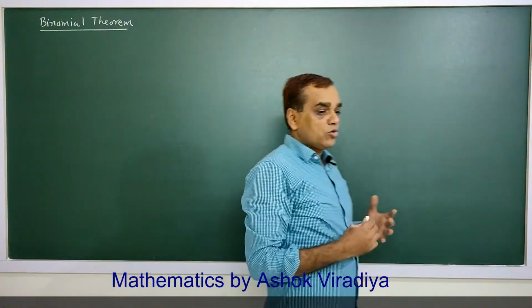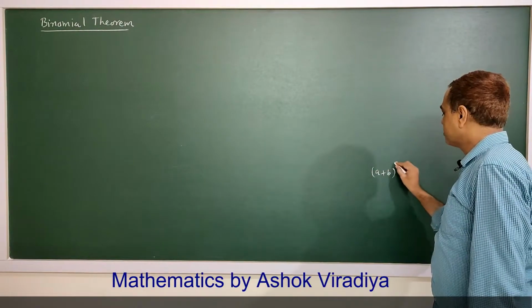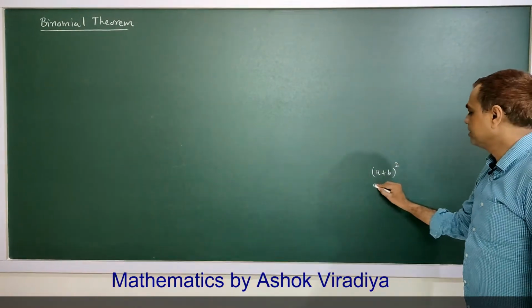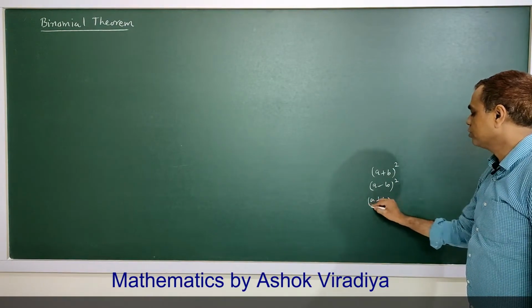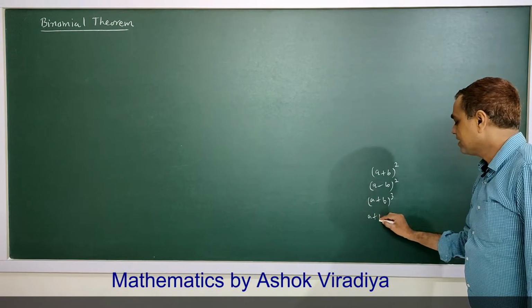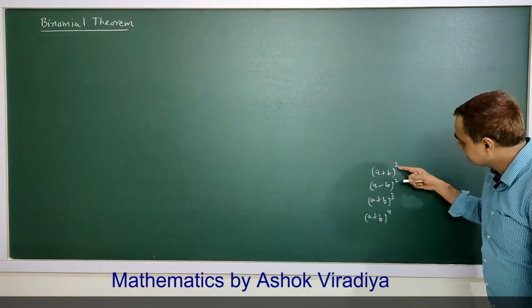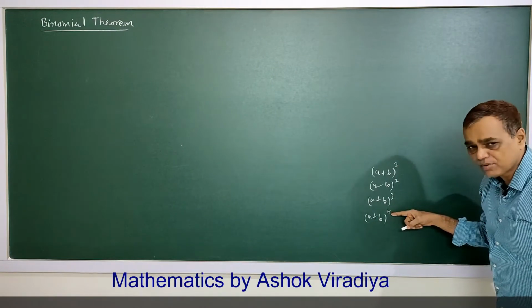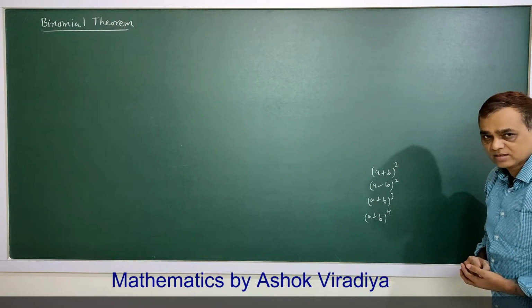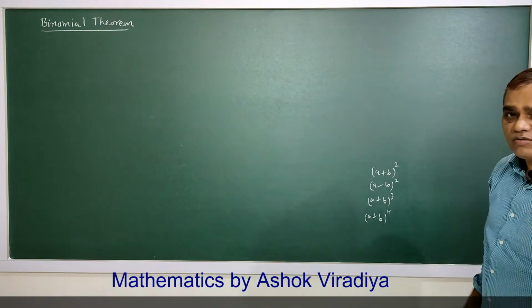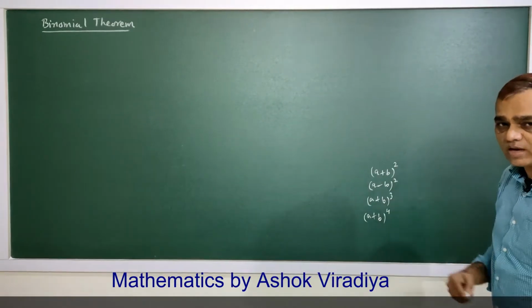Students, you know how to expand (a plus b) whole square, (a minus b) whole square, (a plus b) whole cube. You can also expand (a plus b) whole raised to 4. If these indices are smaller positive integers, then we can expand this, because you know the formula for (a plus b) whole square, (a plus b) whole cube, (a minus b) whole square.